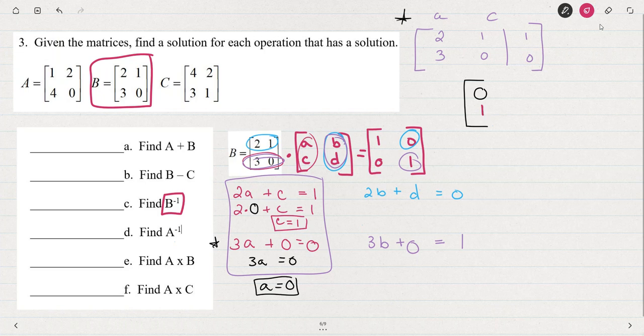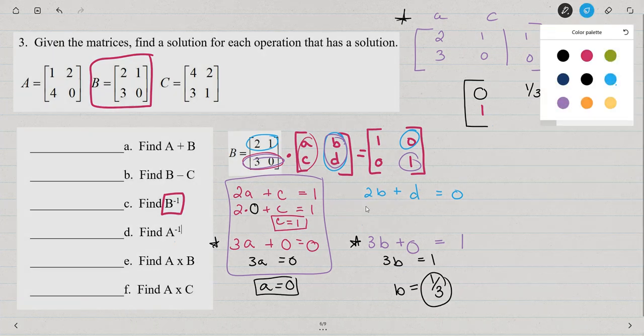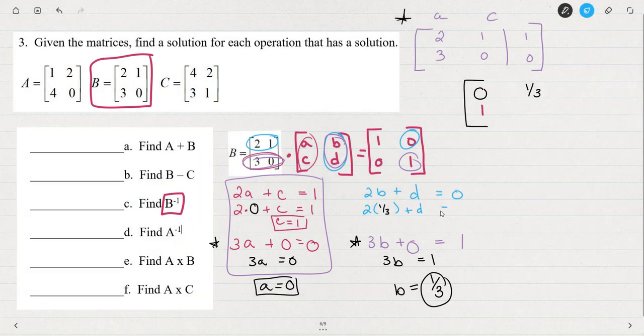I could do the same thing over here with the B and the D. Do you see the easiest of the 2 equations to start with? This 3B is equal to 1. So that would lead us to B equals 1/3. And then if I substitute that 1/3 in for B, then I would have 2 times 1/3 plus D equals 0. So 2/3 plus D is 0.